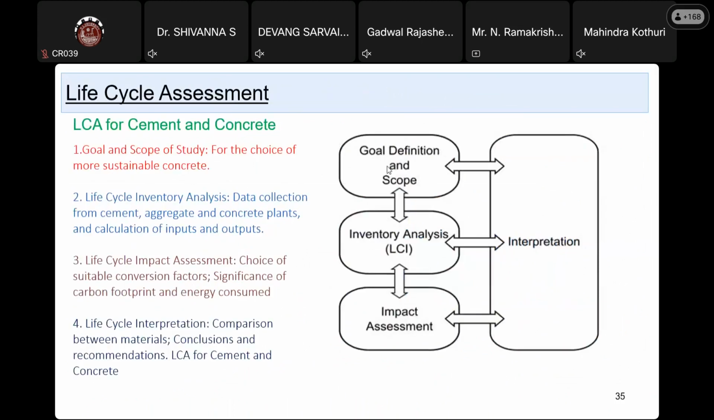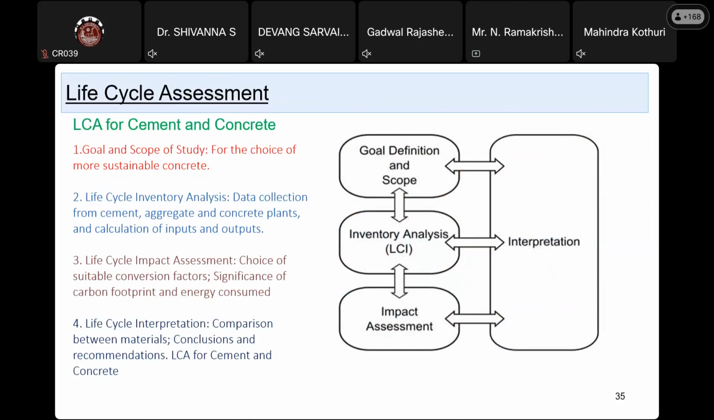So these are the 4 steps before you interpret the results and draw the conclusions. Earlier I told you goal definition and scope. You define the scope, and analyze the LCI, that is, life cycle inventory analysis. You collect the data from the cement factories, get the data on the aggregates, the inputs and outputs, and then go for the next assessment, which is done in the 3rd step.